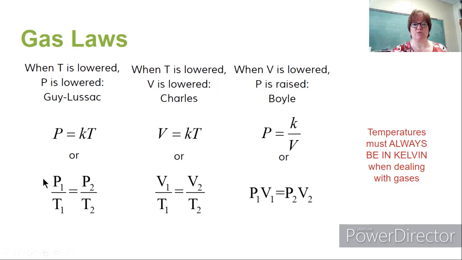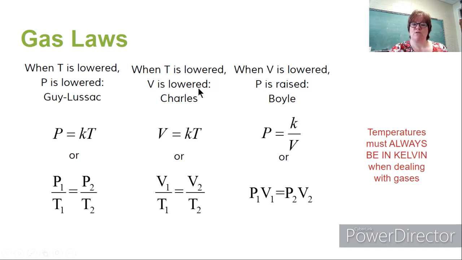So if I divide both sides by temperature, and since it's a constant, I can pick any 2 sets of conditions, and the pressure divided by the temperature is equal to the pressure divided by the temperature in another set of conditions, as long as the volume is not changing. So this law is called Gay-Lussac.